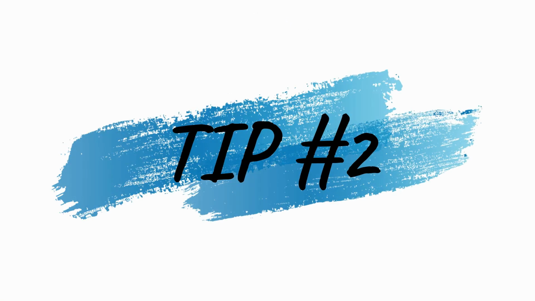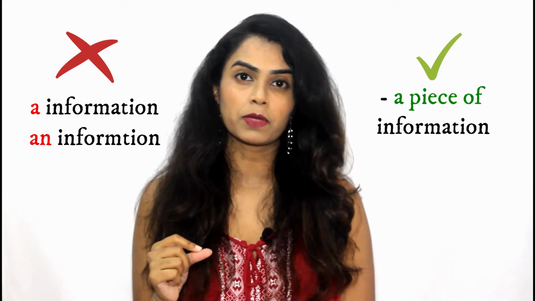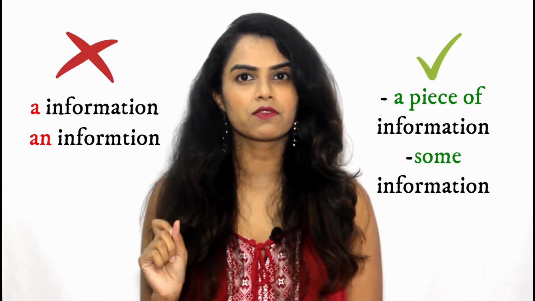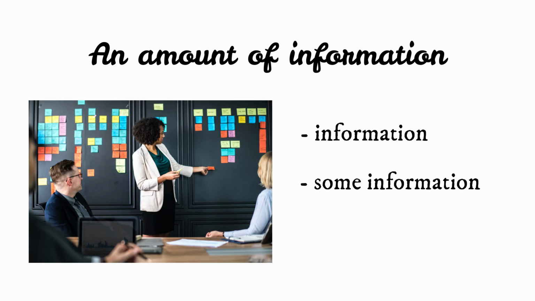In the singular form, don't say a information or an information, because information cannot be used with the articles a and an. Instead, you can say a piece of information or some information. To talk about quantity, you can either say information, some information, or a lot of information.